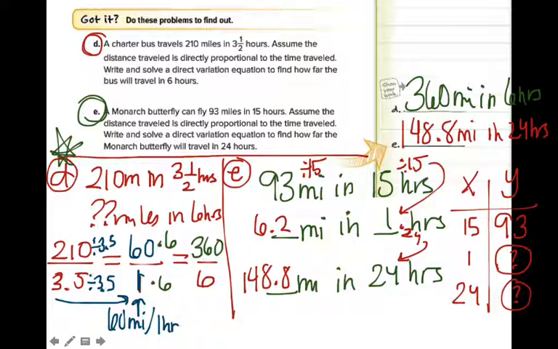Them telling us that we have a direct variation means whatever pattern is happening in my first situation is the same pattern that's going to happen every time. 15 times 6.2 gets me 93, so 1 times 6.2, 24 times 6.2. All we're doing is creating a table knowing that the first situation is the pattern. Usually you need a couple to find the pattern, but now we're telling you that you have a pattern. That's all that's happening.